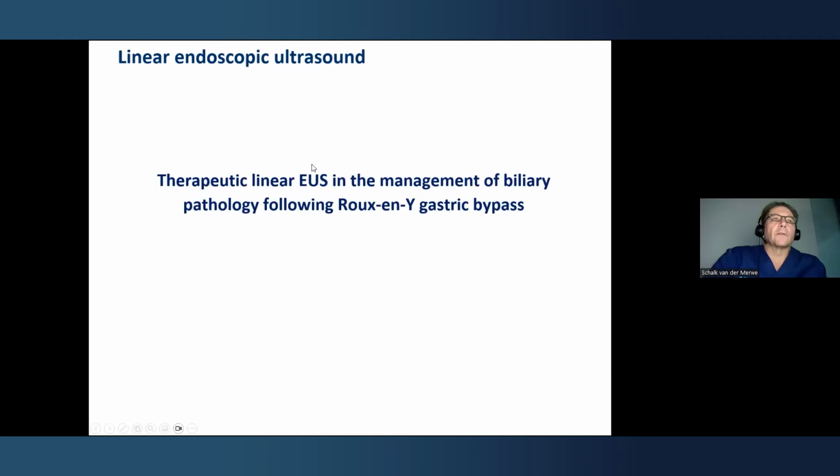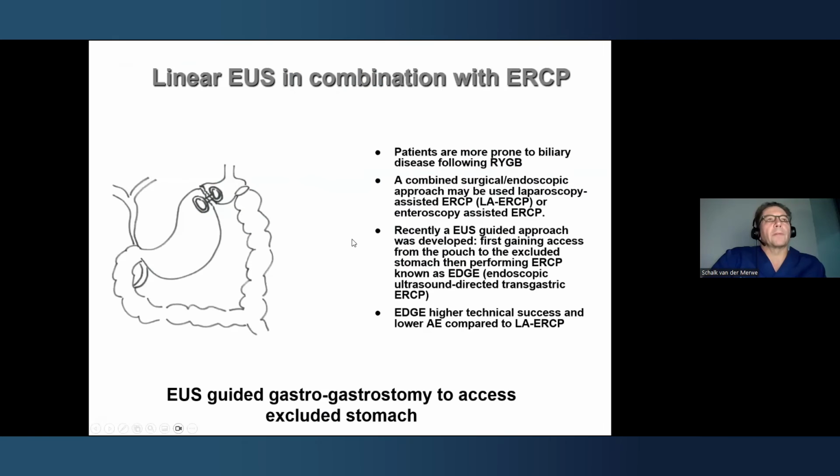Endoscopic ultrasound has also revolutionized the management of biliary pathology in patients undergoing Roux-en-Y gastric bypass. In this case, the EUS is used because in these patients we cannot access the papilla in the normal conventional way. The use of echoendoscopy is advantageous because we can reconnect the excluded stomach to the pouch stomach through the placement of a stent, which now allows this to be used as a conduit, advancing a duodenoscope up to the level of the papilla for therapy.